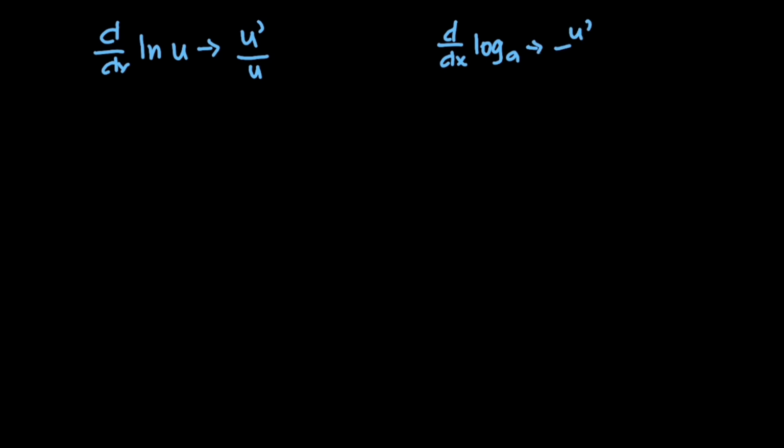We're going to be talking about derivatives of logarithmic functions. There are two general formulas. First one is the derivative of ln of u is equal to u prime over u. The second one will be the derivative of logarithm with the base of a is equal to u prime over u multiplied by the natural log of a.